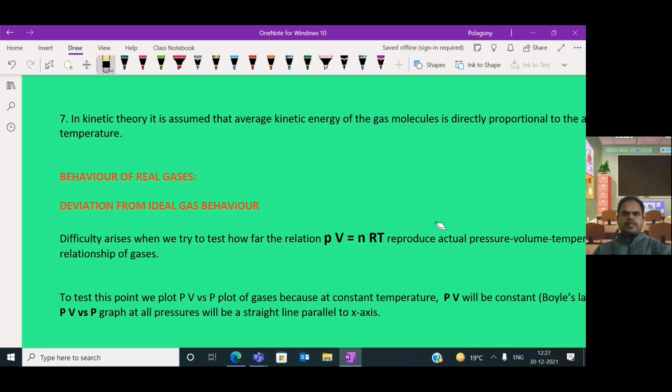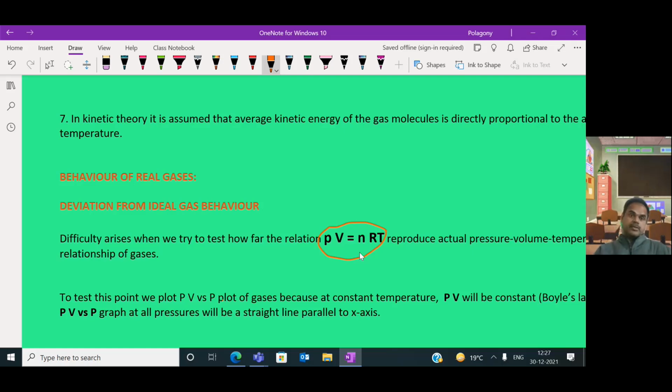As you know, in the previous class we were talking about the gas which follows the ideal gas equation PV = nRT. No doubt, that is an ideal gas. Whenever a gas obeys the law PV = nRT, it is said to be an ideal gas.